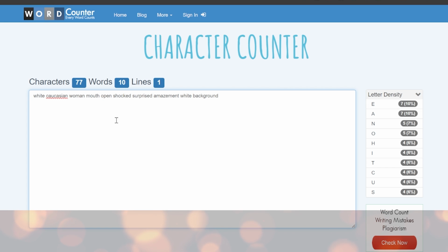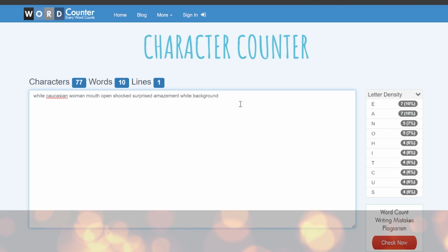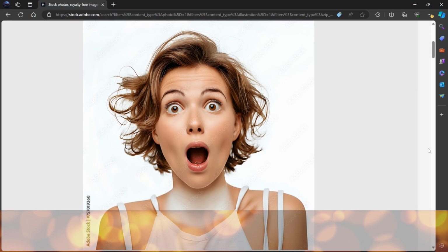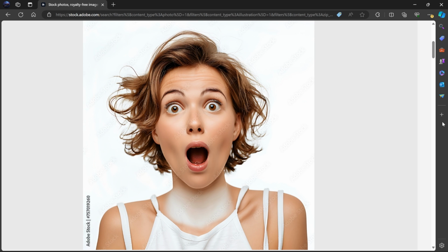So you can see this gets us to 77 characters, just a hair over what Adobe suggests at 70 characters. This seems to me to be a good title for this image. Now let's take a look at what the contributor actually used for this image.